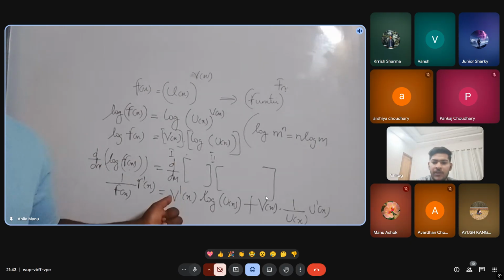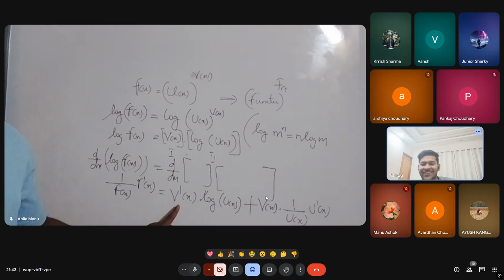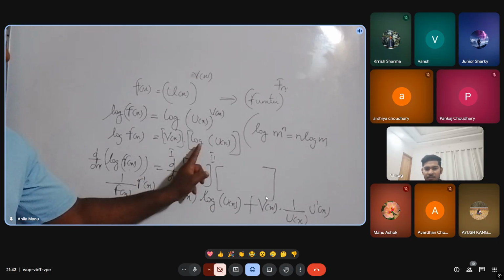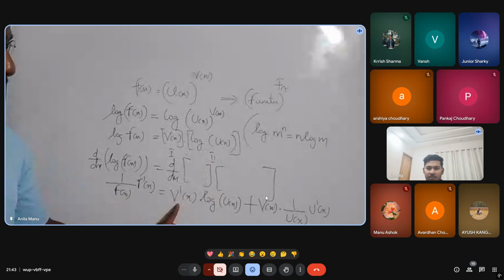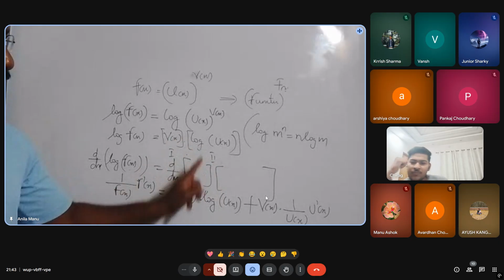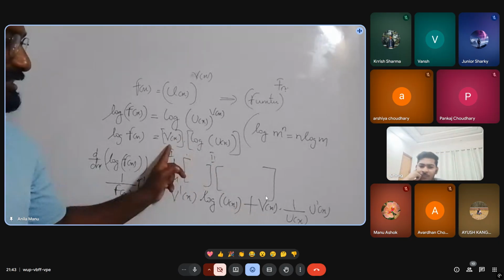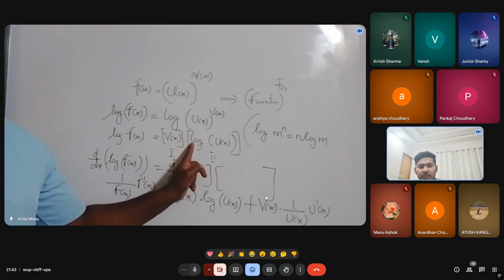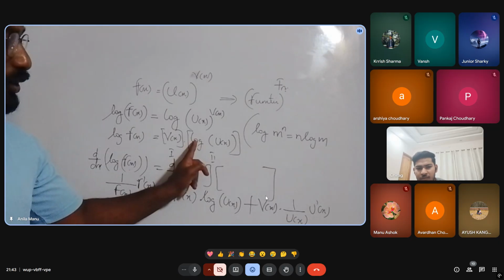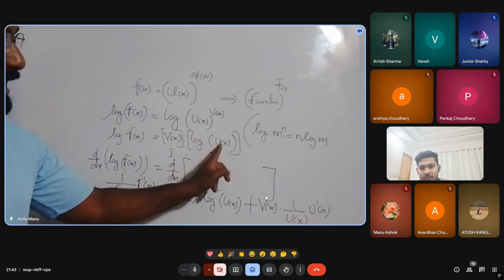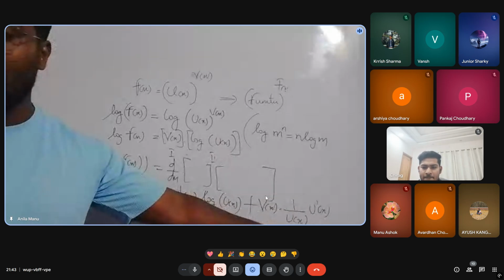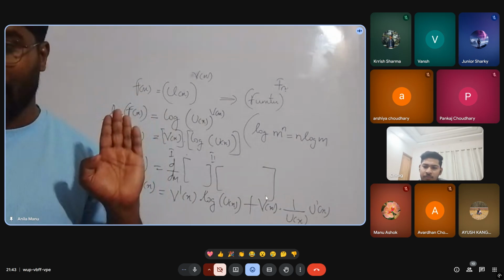Product rule: derivative of first function into second function. First function is v of x, the second function is log u of x. So derivative of first function into second function, plus first function v of x into derivative of second function. Derivative of log x is 1 by x, that is 1 by u of x. Then differentiate u of x, so the derivative of u of x is u dash of x. Is it clear?